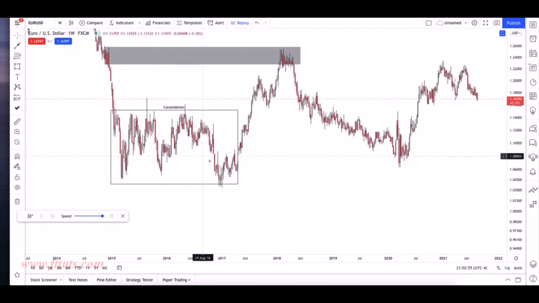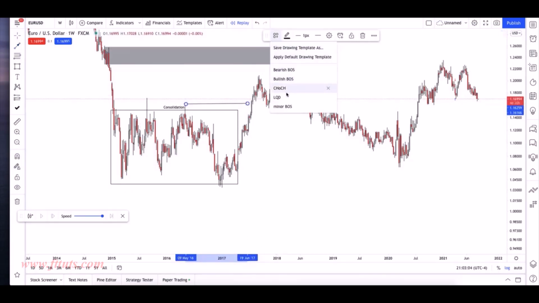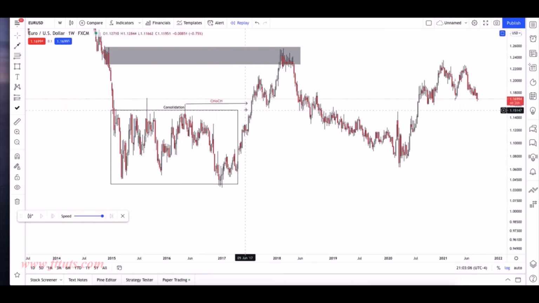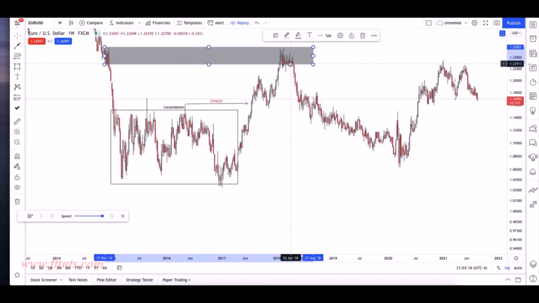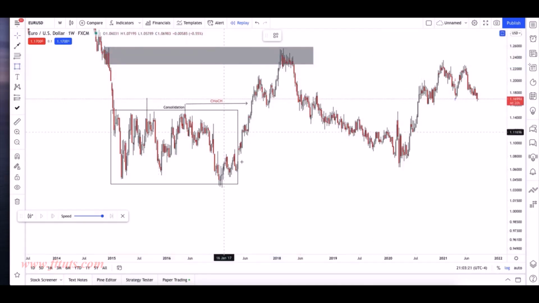Price broke out of this area of consolidation and expanded to the upside, so we'll call that a change in character, right? Now we know price is in a bullish sentiment. Once price moved over to the upside, it reacted off an area of supply right over here. That's when price started to move to the downside. We saw some retracements down to a nice demand right over here.